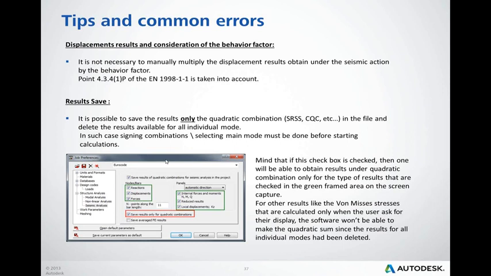Mind this, if this checkbox is checked, then one will be able to obtain results under quadratic combinations only for the type of results that are checked in the green framed area on the screen. For the other results, like von Mises stresses that are calculated only when the user asks for the display, the software will not be able to make the quadratic sum since the results for the individual modes had been deleted.